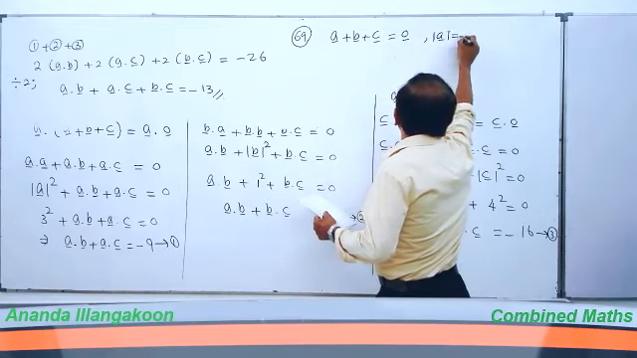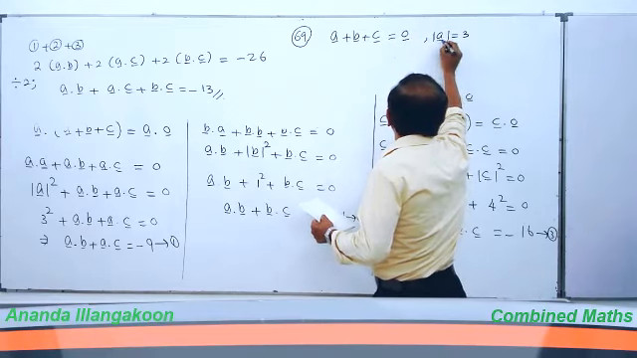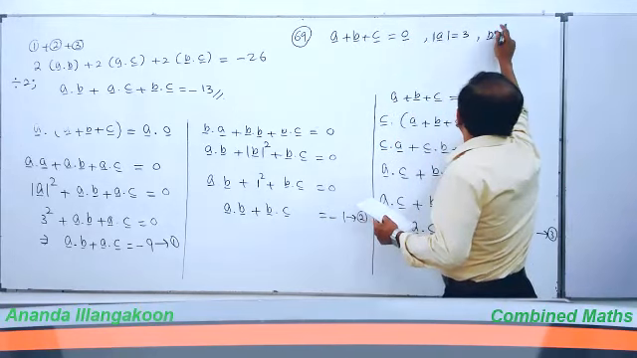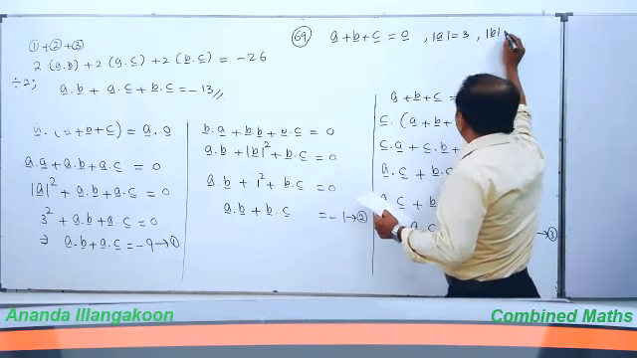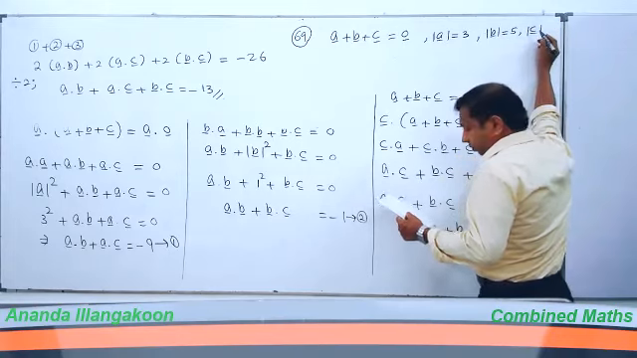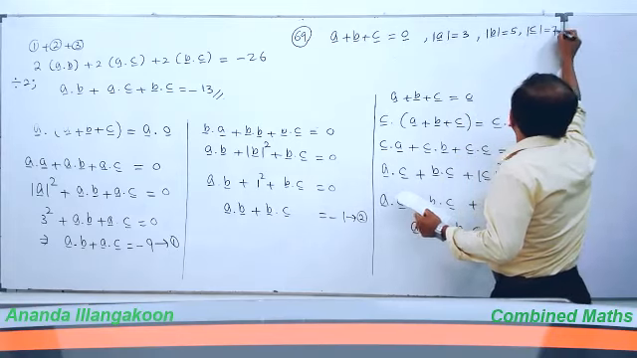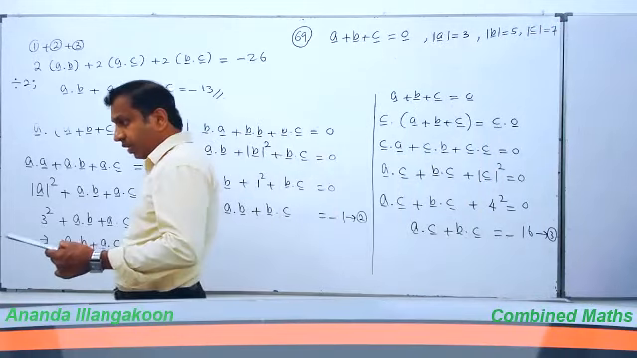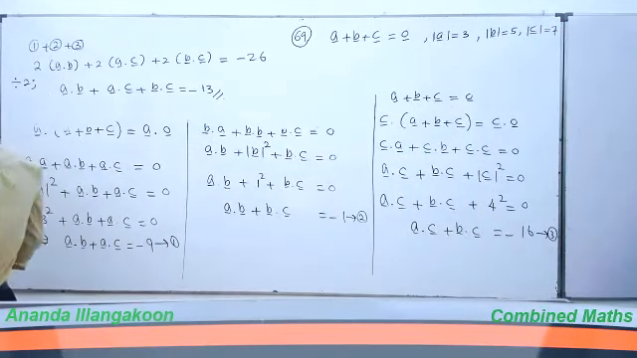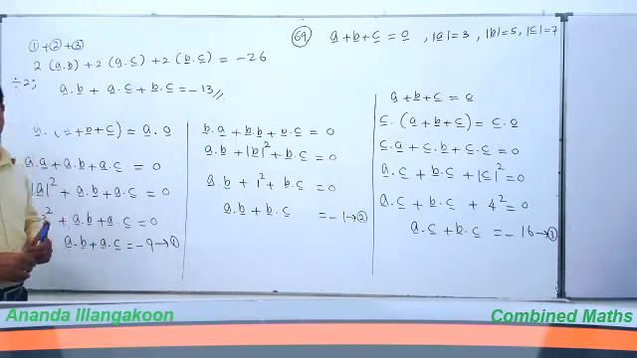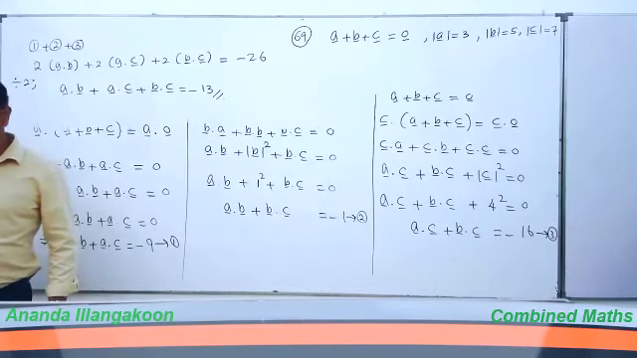Vector A modulus is 3. Vector B modulus is 5. Vector C modulus is 7. So that the angle between vector A and vector B is 60 degrees. Right? 60 degrees.